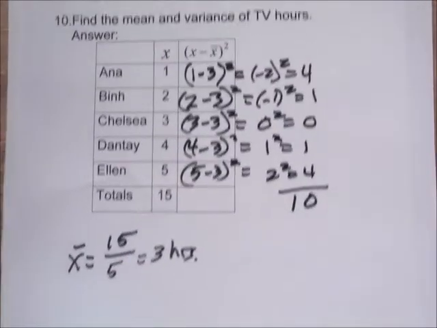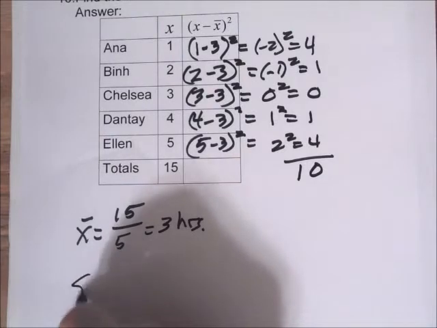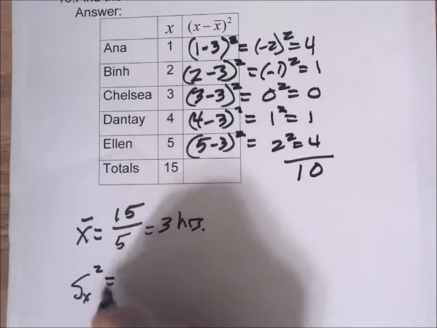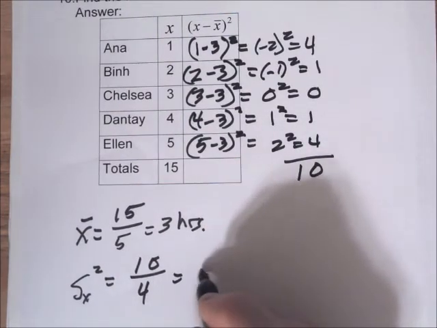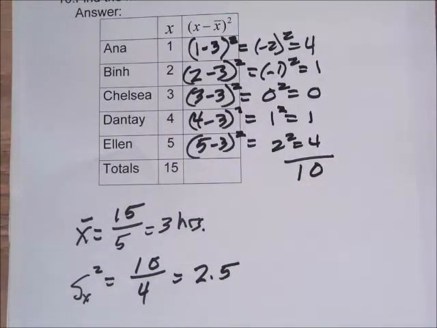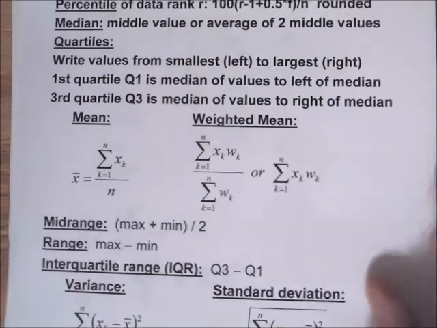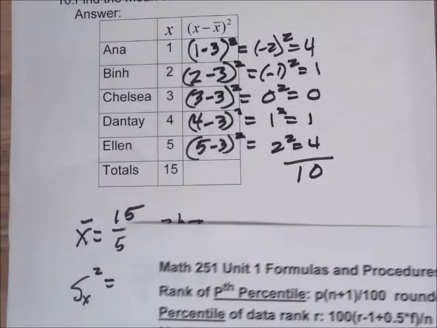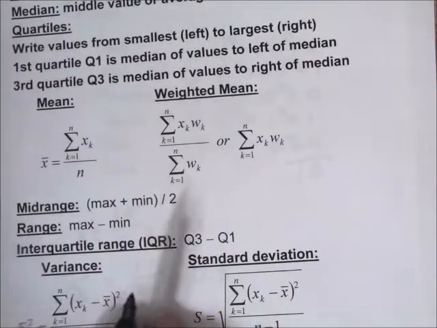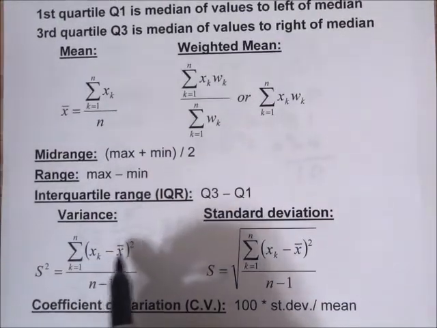So the variance for the x variable is going to be 10 divided by n minus 1, so 10 divided by 4, which is 2.5. Okay, we're just applying these formulas here. For the mean, you want the sum of all the scores divided by the number of scores, that's the 15 divided by 5. And then the variance is the sum of the squared deviations from the mean divided by n minus 1.